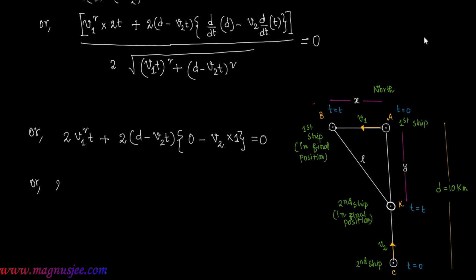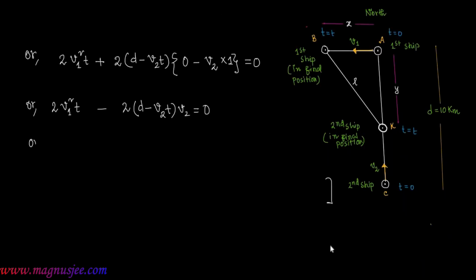So finally we get what? Or, 2v1 square t minus 2 (d minus v2t) into v2 equals 0. Or, v1 square t minus (d minus v2t) into v2 equals 0.